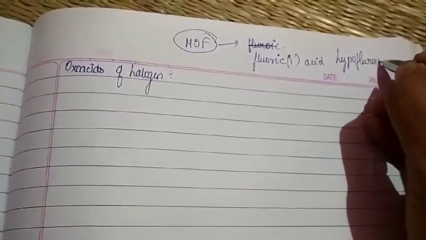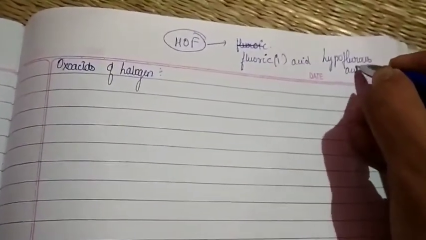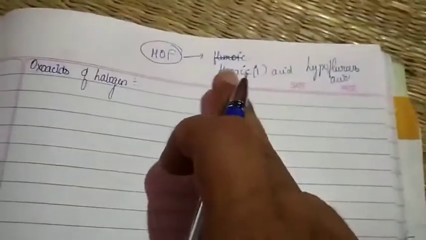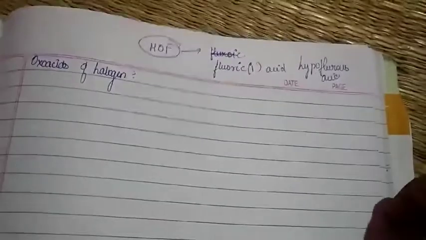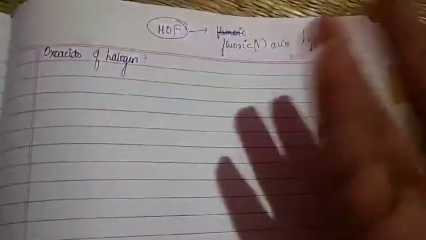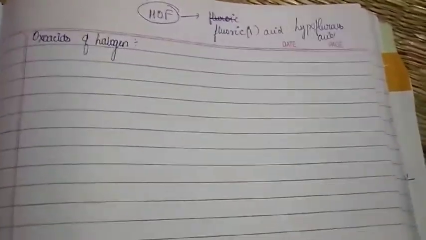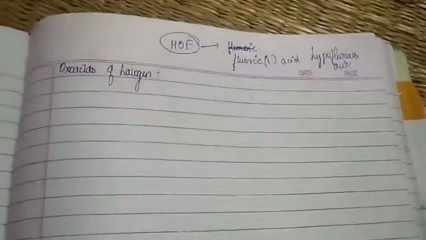Hypofluorous acid. I just got confused with this formula, sorry, this spelling. So you can call it fluoric 1 acid or hypofluorous acid. The oxidation state of F is -1.